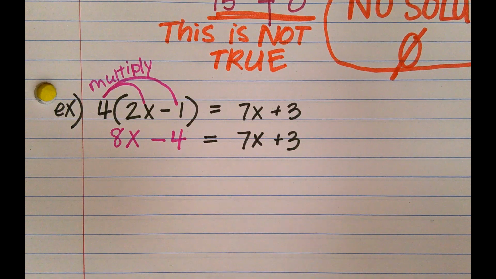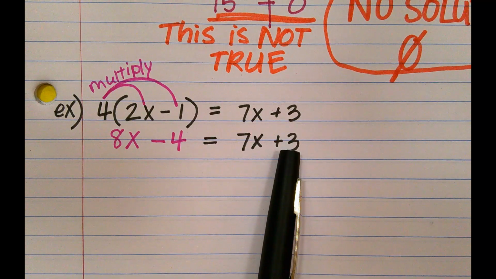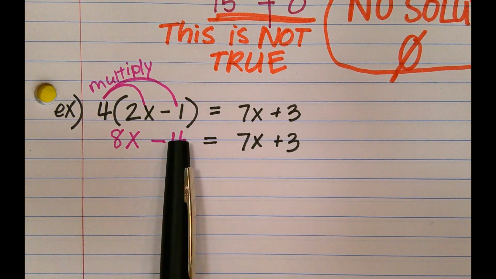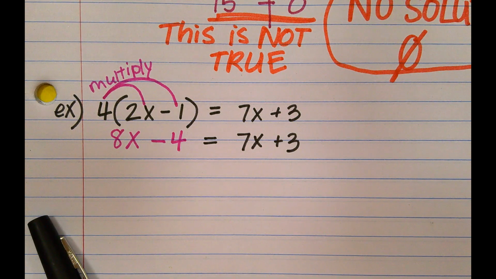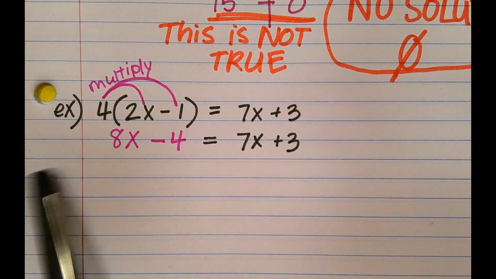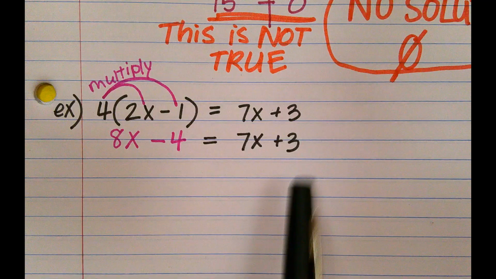Subtract 7x from both sides. Okay, we could subtract 7x from both sides. What else could we do? Subtract 3. You could subtract 3 from both sides. Perfect. What else could you do? Add 4. You could add 4 to both sides. What else could you do? There's one more thing. You could subtract 8x from both sides. You can do any of these 4 options. It's going to give you the same answer as long as you follow the rules of solving equations.